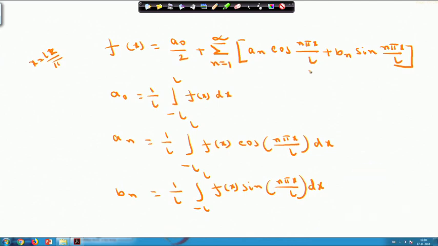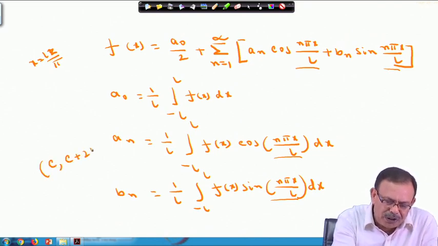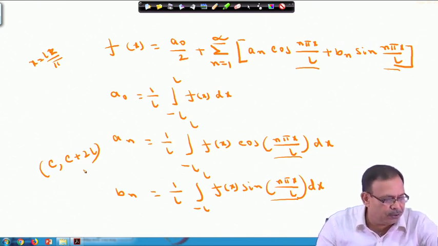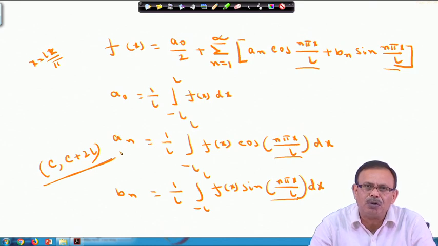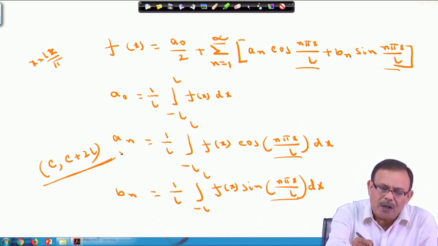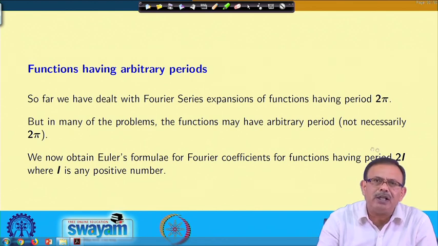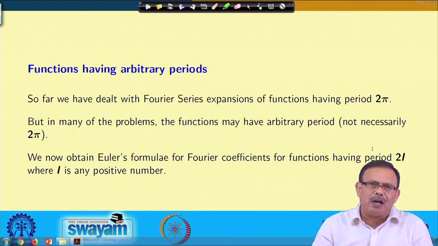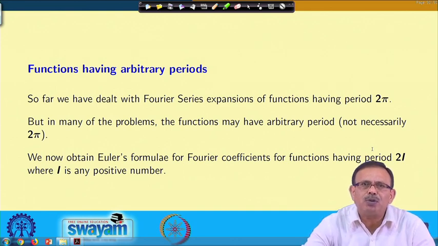So, the only change is coming here, here and here; the limits are being changed from minus L to L, and this will be true for any interval from C to C plus 2L. I can write down that this formula is true whenever I take any function f(x) which is defined in C to C plus 2L. So whenever C equals minus L, it will be from minus L to L. I can make it 0 to 2L by making C equals 0. So, I hope it is clear. A generalized function, if a function is defined in an arbitrary period with period 2L, in that case we can define it this way.